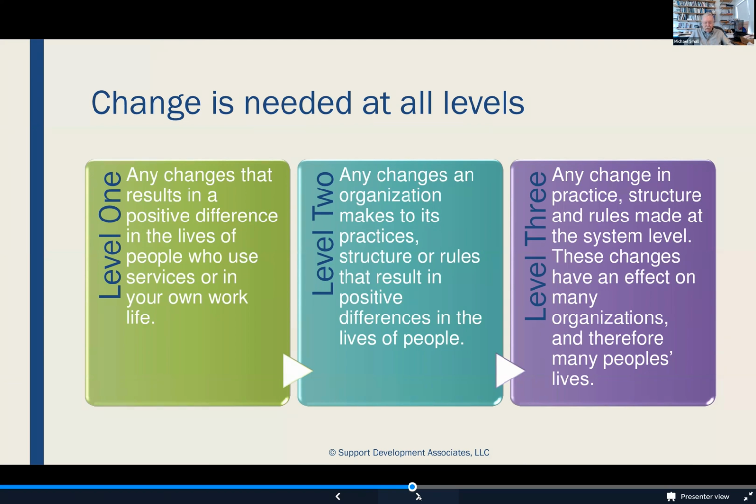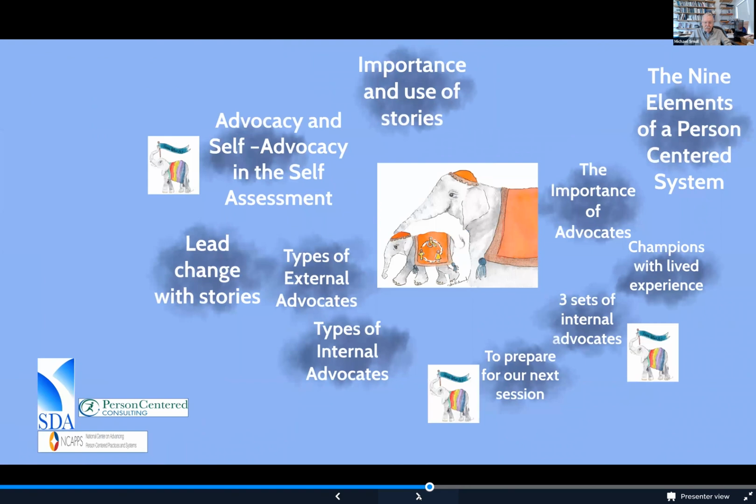Pressure for change that makes a real difference in the lives of the people that we support. But Tanya is going to be talking to you about internal advocates.